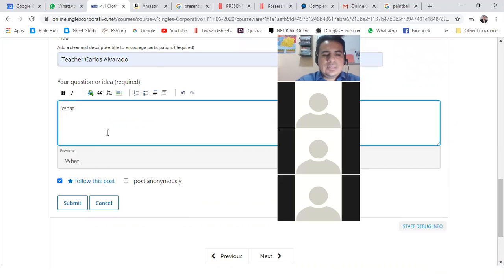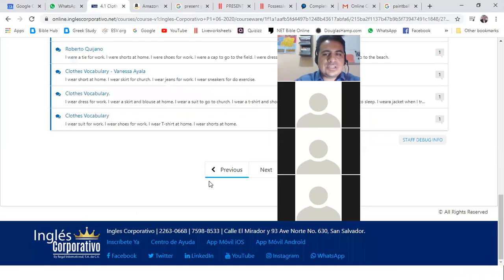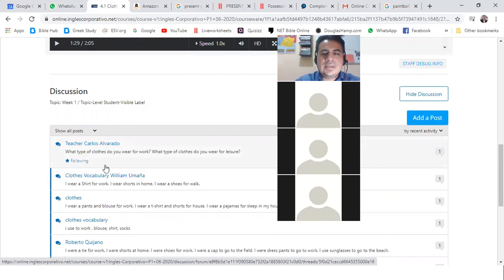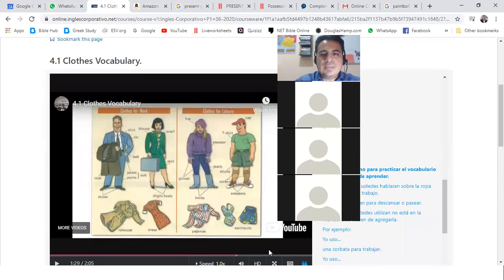What type of clothes, what type of clothing, do you wear for work? Okay. And you're going to answer another question. What type of clothes do you wear for leisure? What does leisure mean? When you're relaxing at your house, for example. When you're relaxed, wearing comfortable clothes, like you're in your house, okay? You're going to put the answers and then you're going to put submit, okay? So you're going to answer these questions. This is for video 4.1, okay?